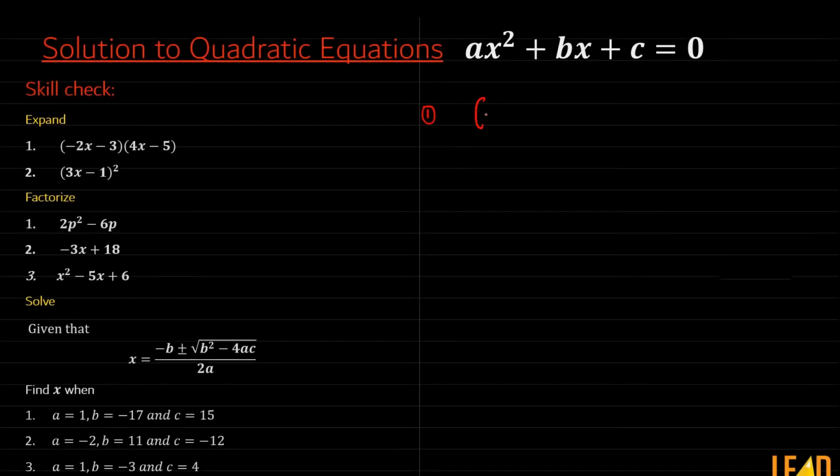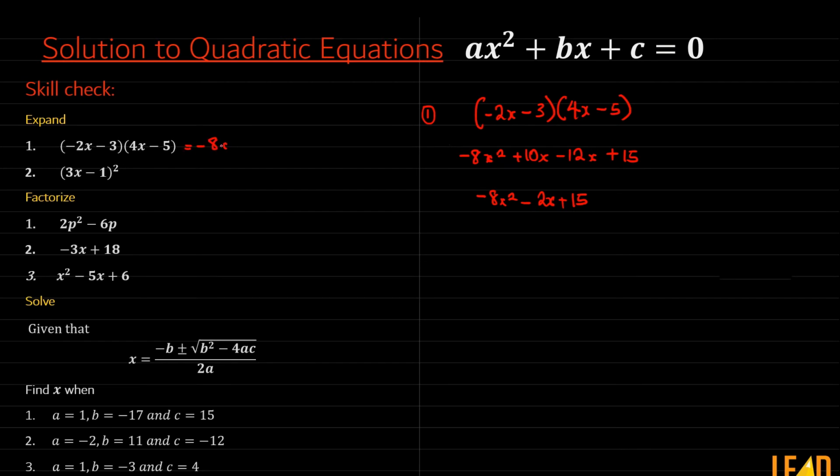Let's go again. Minus 2x minus 3, 4x minus 5. Okay, let's multiply. We'd have minus 8x squared, then this by this would give you plus 10x. This would give you minus 12x, and then this would give you plus 15. So when we add up the like terms in the middle, we would have minus 8x squared minus 2x plus 15.